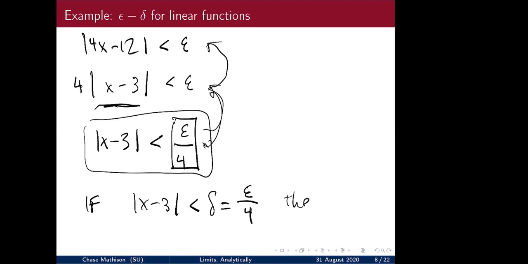Then, again, now just start from here and work backwards. Then we get what we want. We get the absolute value of 4x minus 7 minus 5 is less than epsilon, which is exactly what we wanted. Okay. So if you're concerned about the fact that there's no 0 here, I mean, you can put that 0 in. That doesn't really matter in this case. We would still end up with the line that we care about.